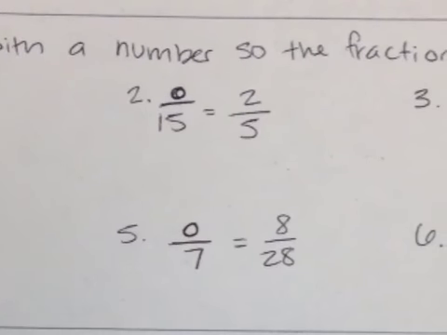For number 2, and we did these in class, so hopefully this will be a review for most of you. We point our arrow towards our circle. So we say, 5 times what gives us 15? We know 5 times 3 gives us 15. So 2 times 3 gives us 6.